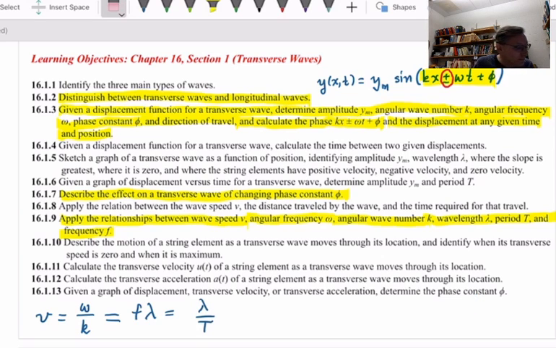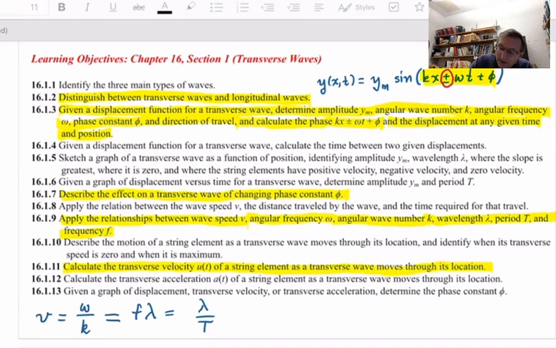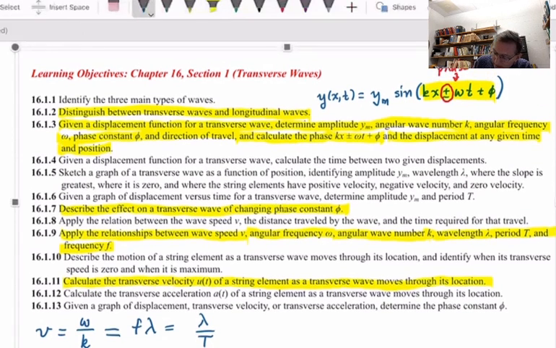That's what that learning objective means. And then 16.1.11: calculate the transverse velocity u of a string element as a transverse wave moves through its location. Well, what he really means there is calculate u of x and t. And I talked about how to do that in the previous video lecture.